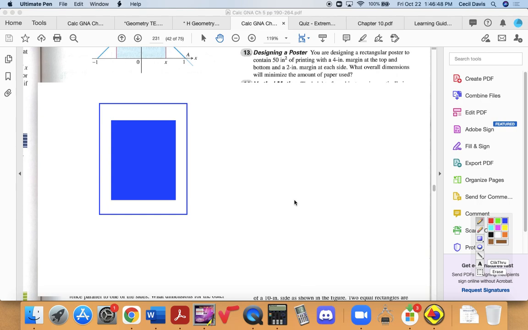So did you give variables for the dimensions of the paper, or did you give your variables as dimensions for the writing? I did it for the paper. Okay. So what did you call this? X and Y. Okay. And so you want to minimize the area of that piece of paper, right? All right. And then for your secondary equation, what did you have?